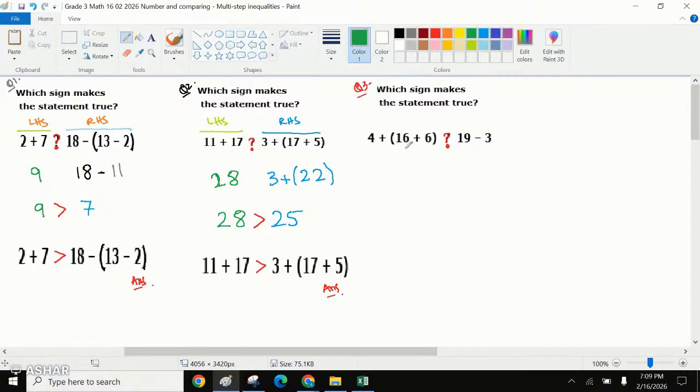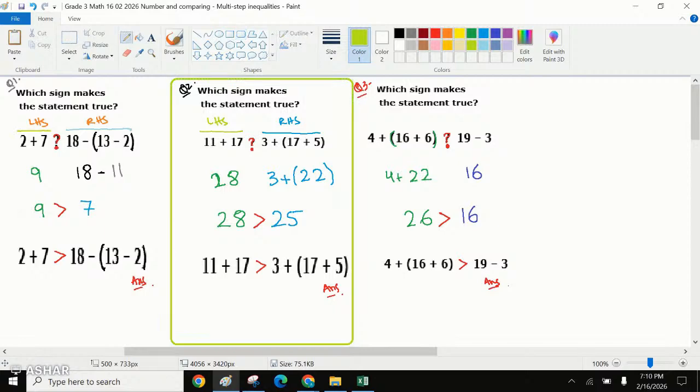So can we say 4 plus, we simplify the bracket first, 16 plus 6 is 22, and 19 minus 3 was 16. 22 plus 4 is 26, and 16. So can we say, yes, we can say 26 is greater than 16. Therefore, our final answer can be, we remove this sign and we say this is greater. This is the final answer. Agreed? So let's try the next question.